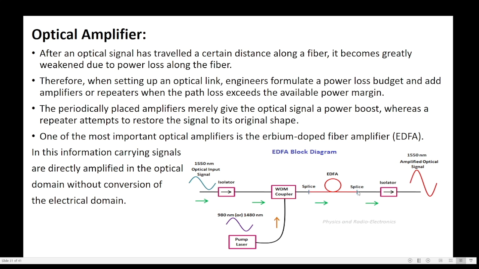Splice is used for connecting two fibers, and finally the isolator. We find an output pulse here. The input pulse is weaker, but the output pulse is broad, and an amplified output pulse is found with the help of the erbium doped fiber amplifier.